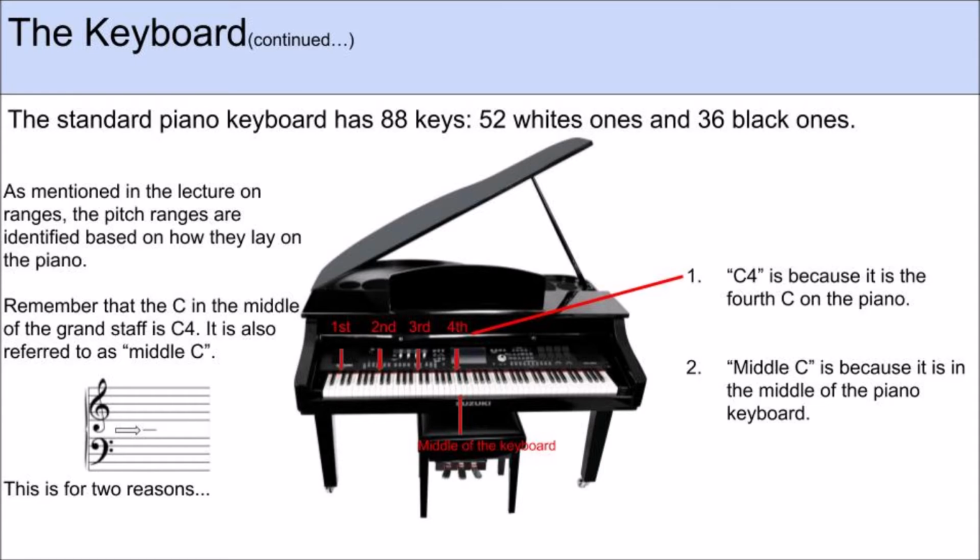This is for two reasons. We call it C4 because it is the fourth C on the piano. And you can see here, there are arrows pointing to each C. And going from left to right, the C in the middle is the fourth C. We also call it middle C because of how it lays on the grand staff, but also because it is in the middle of the piano keyboard.